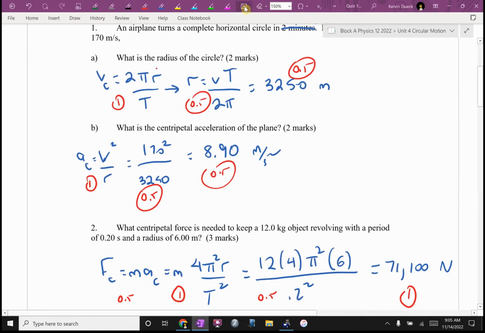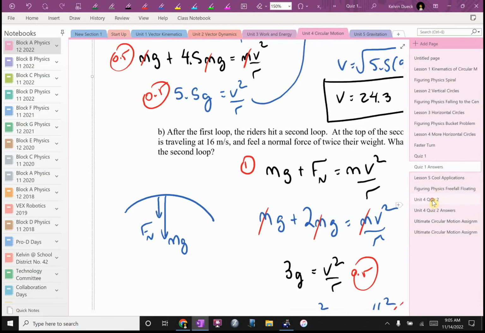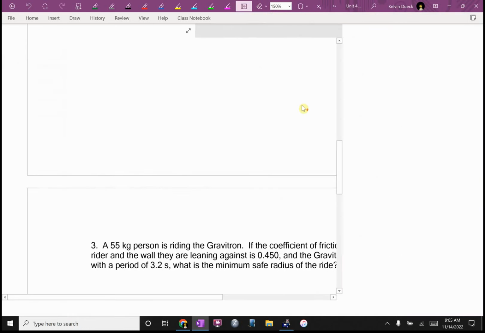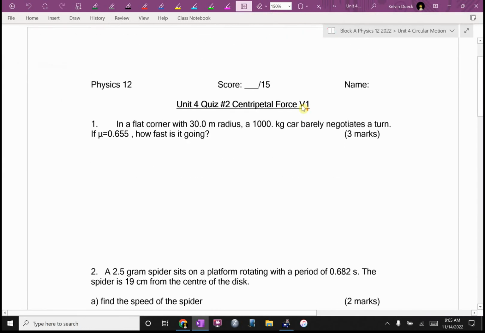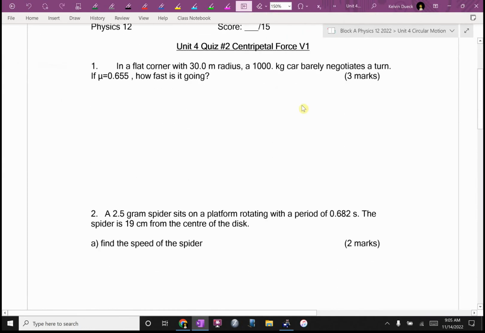Look at take-home quiz number 2, please. Not a very long quiz. So number 1, a car going around a corner barely negotiates a circular turn. If mu equals 0.655, how fast is it going? So this is the car going around a corner question.